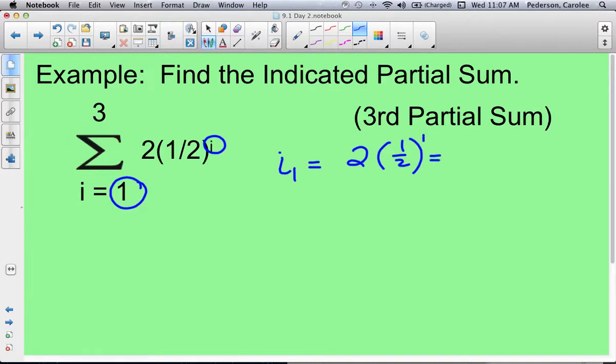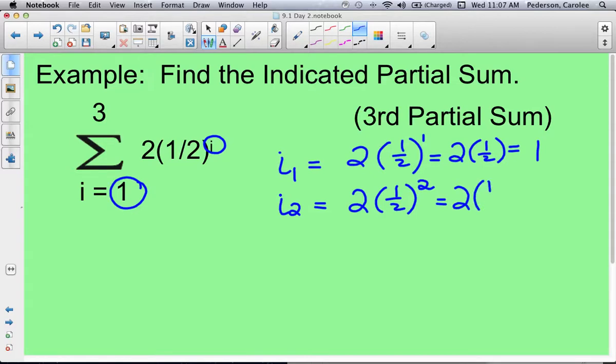So 1/2 to the first power is 1/2, and then multiplying it, we get 2 times 1/2 is 1. So there's our first term. Then we want to find I sub 2. So we're going to replace it with a 2 now, with that I. So 1/2, and now this becomes a 2. So 1/2 times 1/2 is 1/4. 2 times 1/4 is 2/4, and then reducing it, we get 1/2.